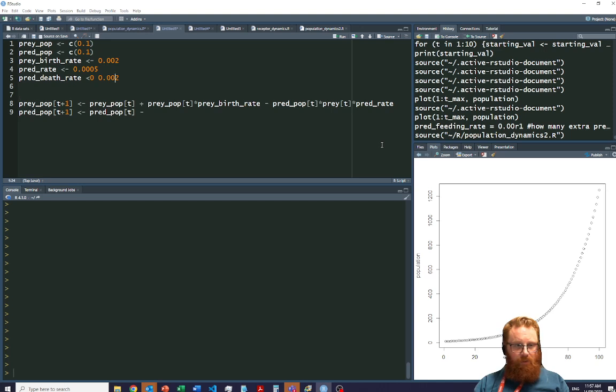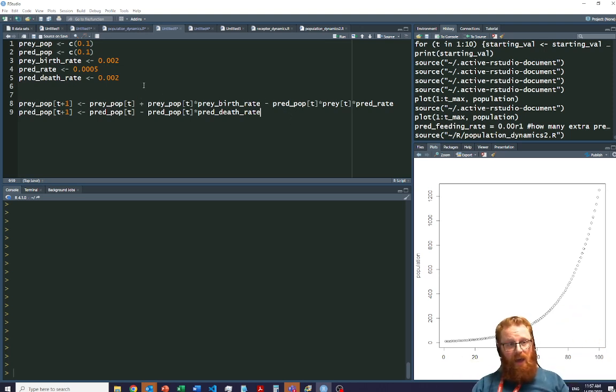Right. Oh, I've done something wrong then. Well, so then that is, I'm just going to copy and paste this. This is the pred pop at time t times the pred death rate, right? So this is how many animals we're going to lose from this predator population if nothing changes. The population is just going to die away.